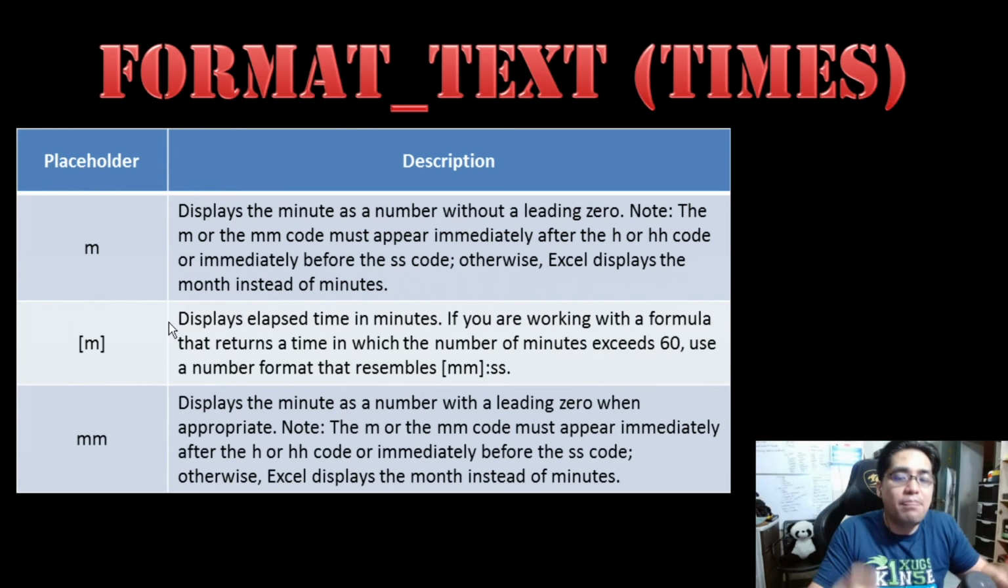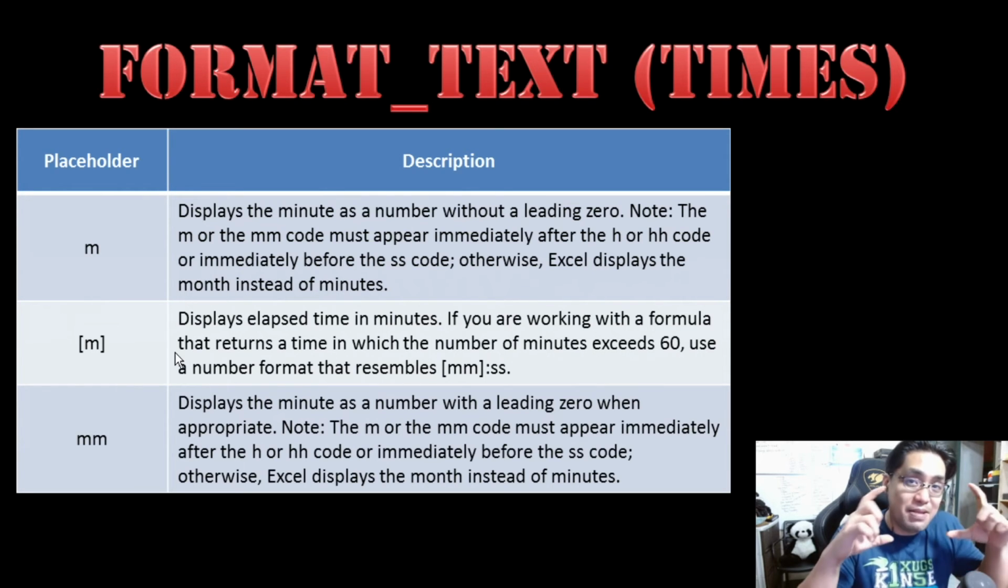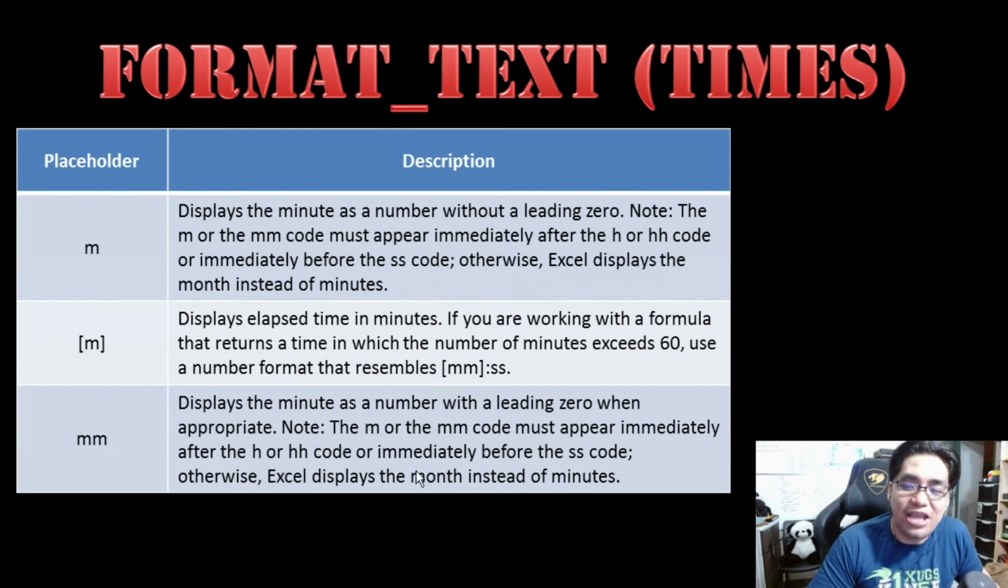Putting the M within brackets displays elapsed time in minutes. If you're working with a formula that returns a time in which the number of minutes exceeds 60, use a number format that resembles the M in brackets, just like what you see here. Next, 2 M's displays the minute as a number with a leading zero when appropriate. So once again, use the M in conjunction with the H and the S. Otherwise, MM will appear as months instead of minutes.